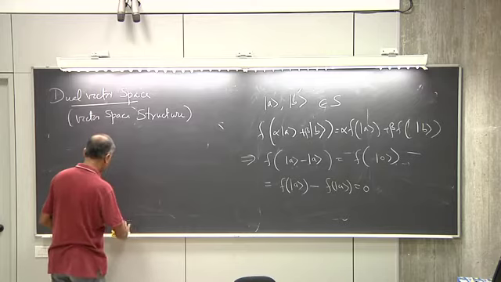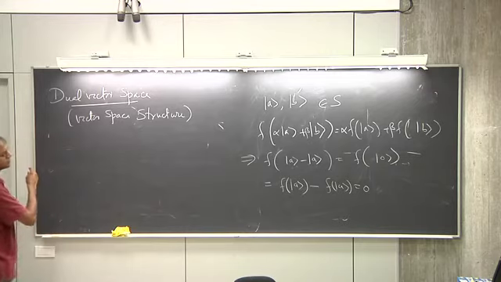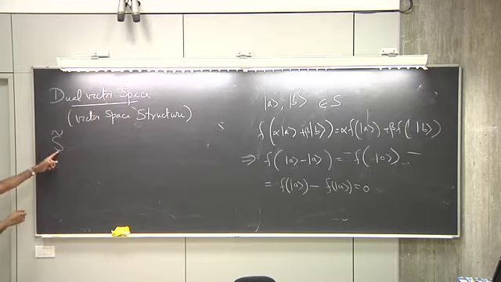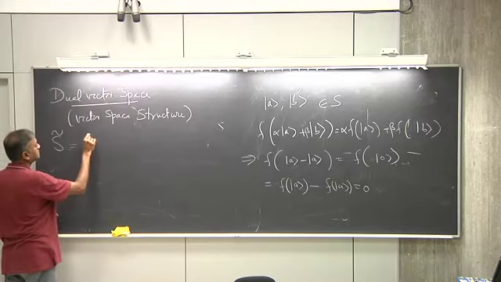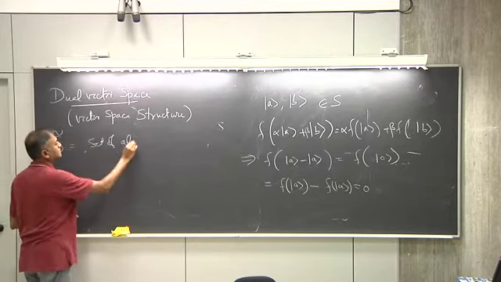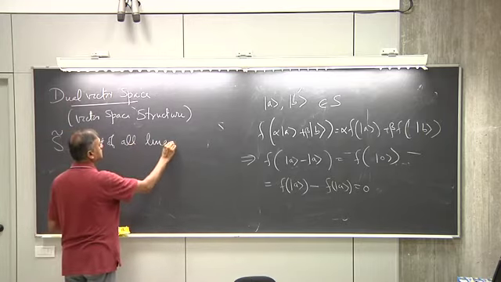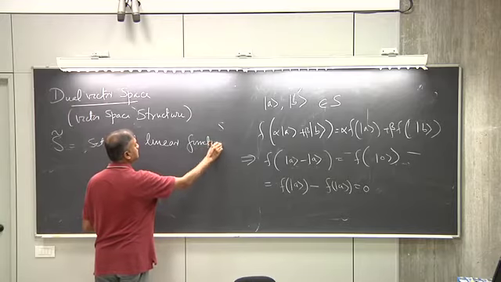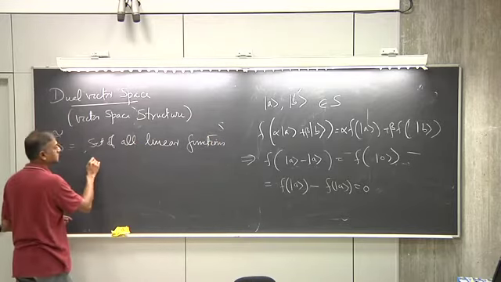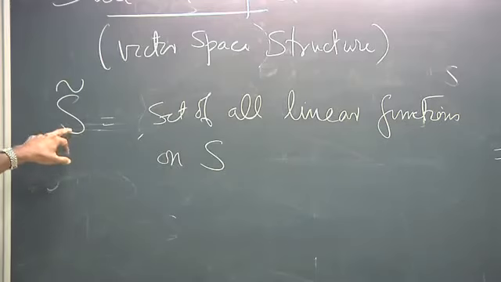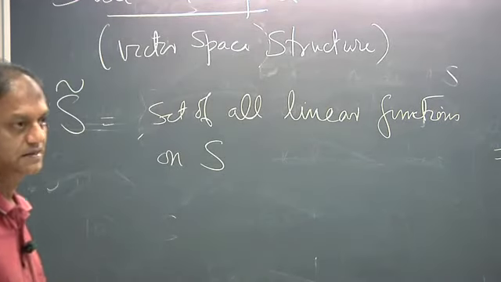Okay. So now we consider, I don't know what shall I call. Let me just use the same symbol, S tilde. S tilde is the set of all linear functions on S. S is the original vector space, and I define a set. This is a set of all linear functions on S.